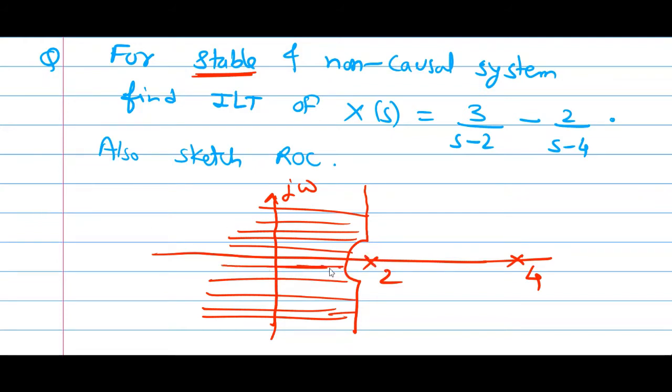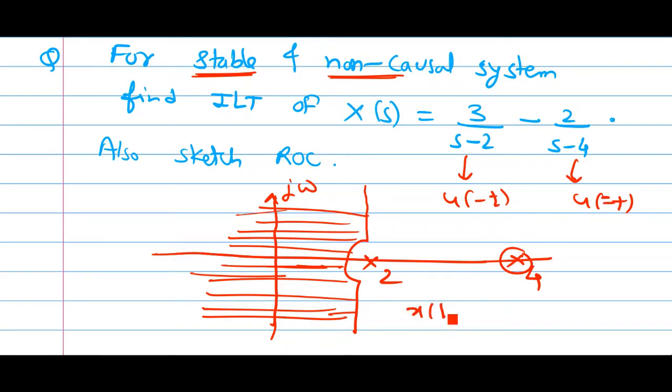So for more clarity you can watch video number 1. Okay, now it is crossing the j omega axis, so it is stable, and as the ROC is towards the left hand side, it is non-causal. Now just find the inverse. For this pole, ROC is towards the left hand side, so u of minus t will come. For this pole also, as ROC is towards the left hand side, u of minus t will come. So for both, u of minus t will come.